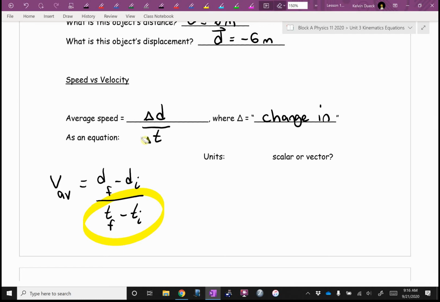You're going to see most of the time I don't even bother putting the delta. Leave it in your notes, but you notice I actually forgot to put it in this first time and I had to go back and catch myself because it's always a change in. So we get kind of lazy that way.